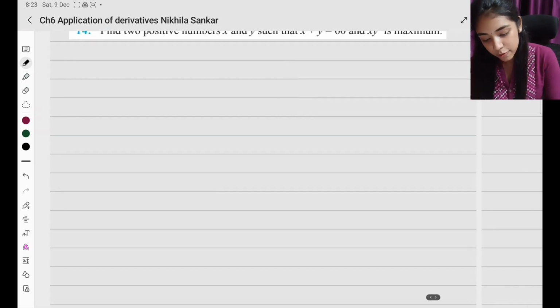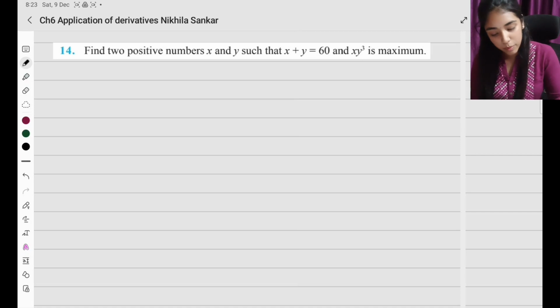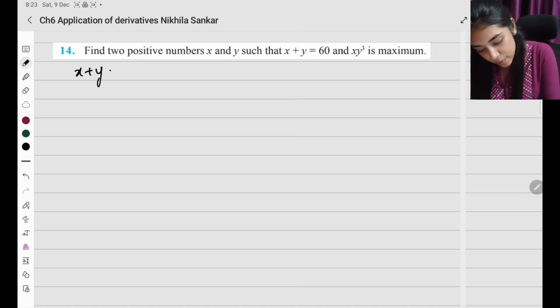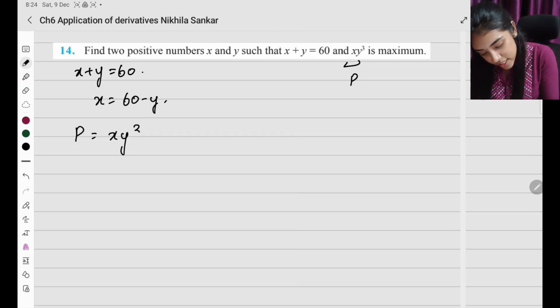Now question number 14. Find two positive numbers x, y such that x plus y equals 60, x y cube is maximum. இப்போ போட்ட மாதிரியே தான். So I have x plus y equals 60. I can write x in terms of y. Correct? So x equals 60 minus y. Let me take this as my product p. So p is given to be x y cube.